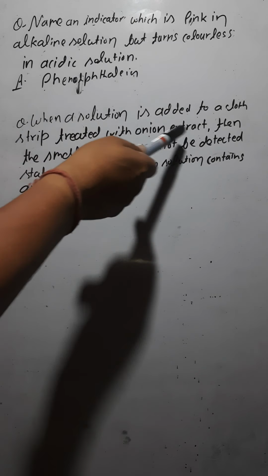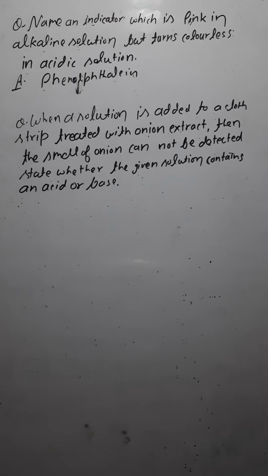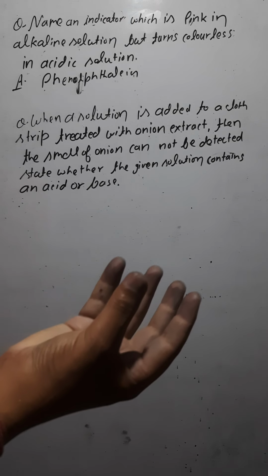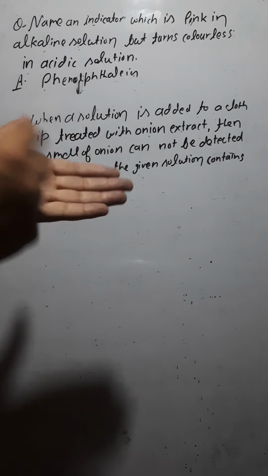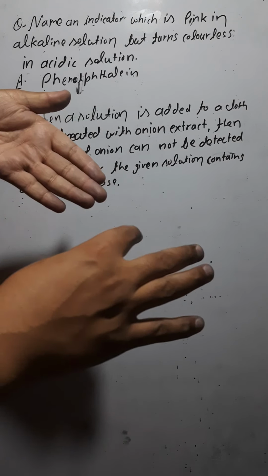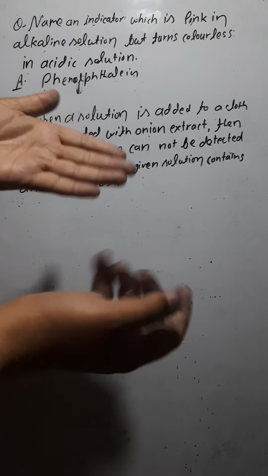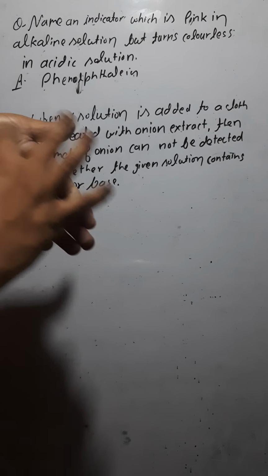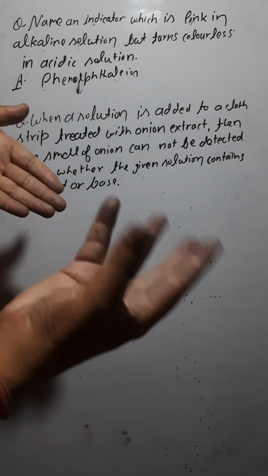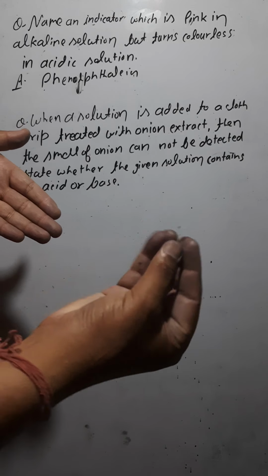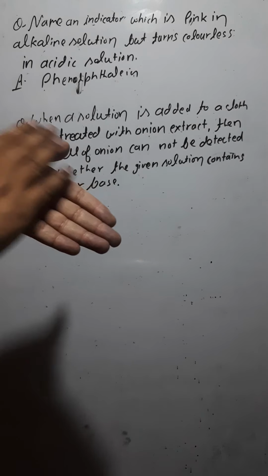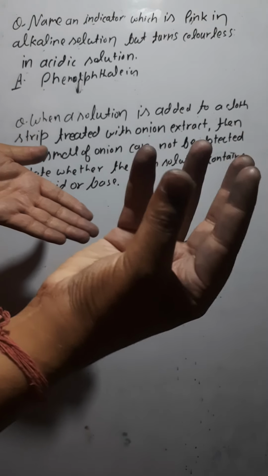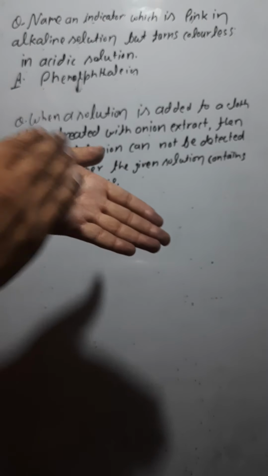When a solution is added to a cloth strip, you have a solution and you have a cloth strip, like this one. Yes, the cloth which you are wearing, that is the strip. Just tear it, you have a strip of the cloth. Okay, so you have a solution and you are adding some amount of the solution to the cloth strip, just like a paste. So here you have added this solution now.